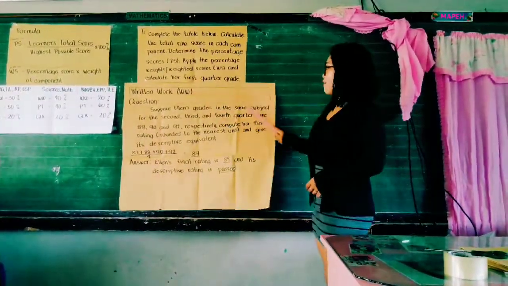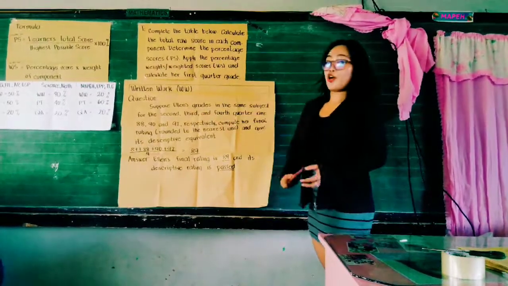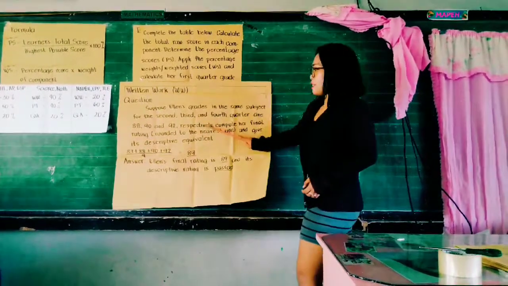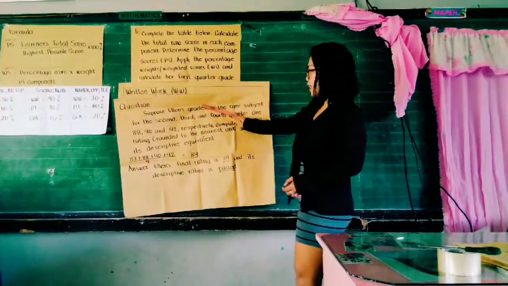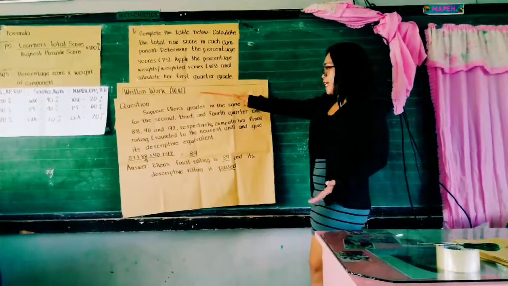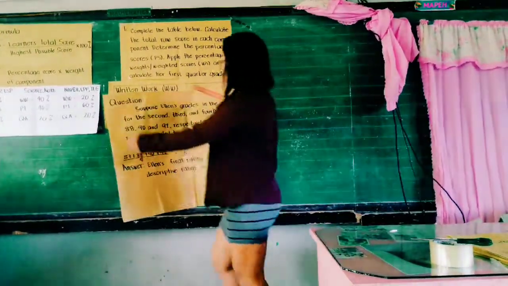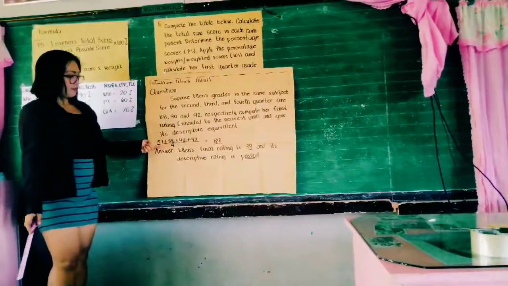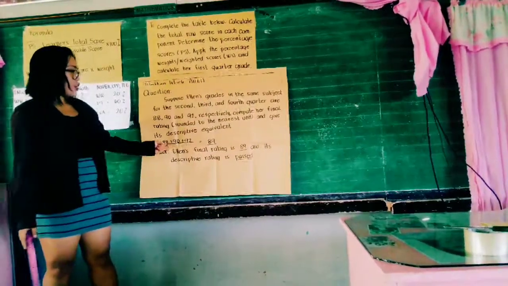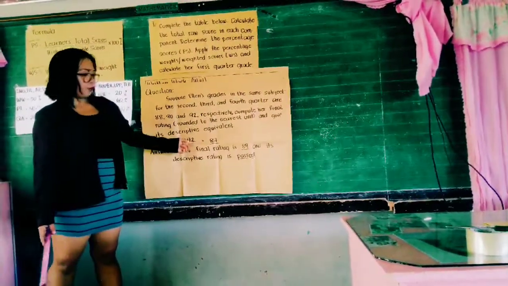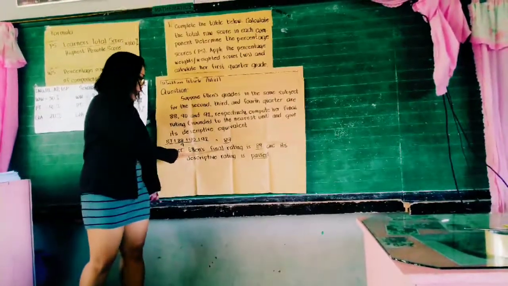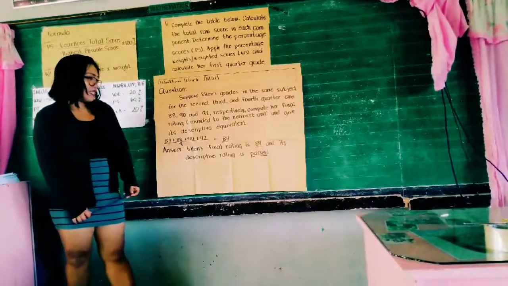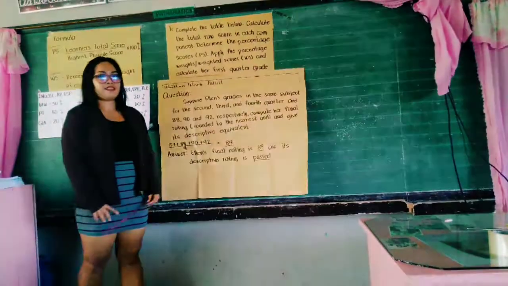So, question. Suppose Ellen's grade in the same subject for the second, third, and fourth quarter are 88, 90, and 92, respectively. Compute her final rating, rounded to the nearest unit, and give its descriptive equivalent. So, for the first quarter, Ellen got 87, for the second, 88, third, 90, and 92 for fourth. The average is 89. So, Ellen's final rating is 89 and its descriptive rating is passed.